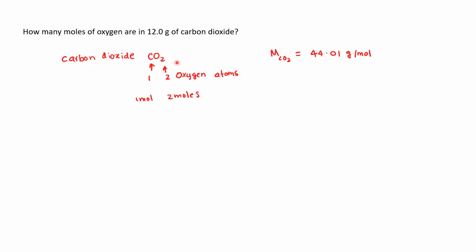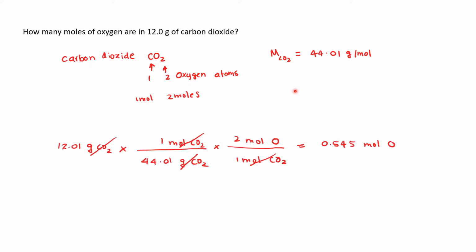How many moles of oxygen are in 12 grams of carbon dioxide? When you look at the carbon dioxide molecule, you see that it has one carbon atom and two oxygen atoms. And the same ratio goes with the number of moles. 1 mole of carbon dioxide consists of 1 mole of carbon and 2 moles of oxygen. So we are going to find out the molar mass of carbon dioxide and you will get 44.01 grams per mole.